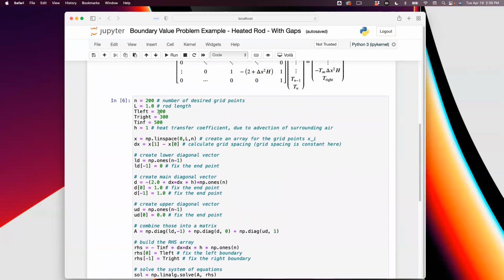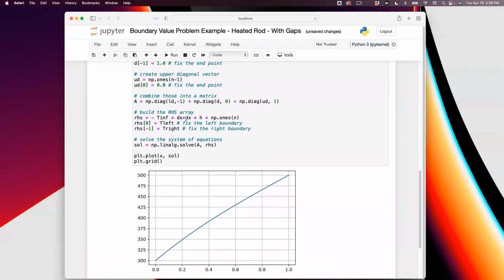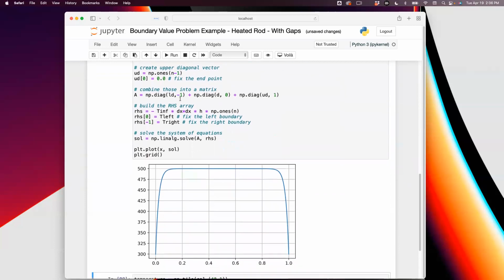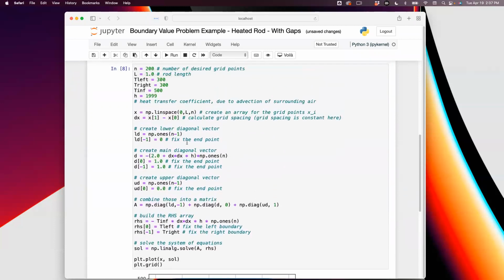Now you can change the temperature, like we did last time, but that becomes a moot question. You change T right, T left, change h. If you make h really high, like 1,000, you know what happens? The rod is going to immediately catch the temperature of the air, because the heat transfer from the air or whatever fluid is passing to the rod is very quick. So you get that temperature very, very quickly.